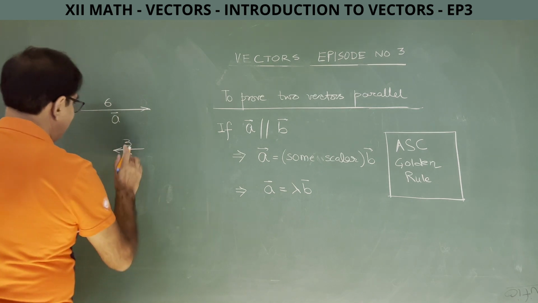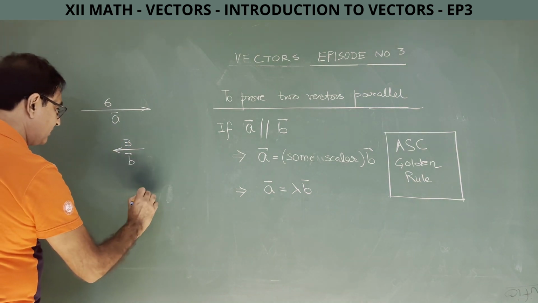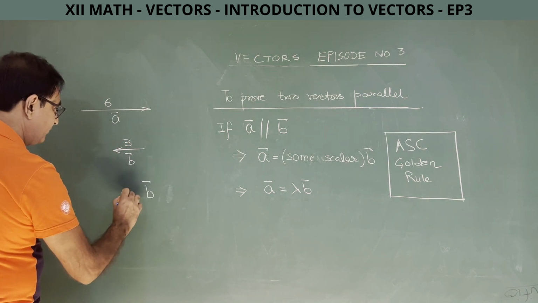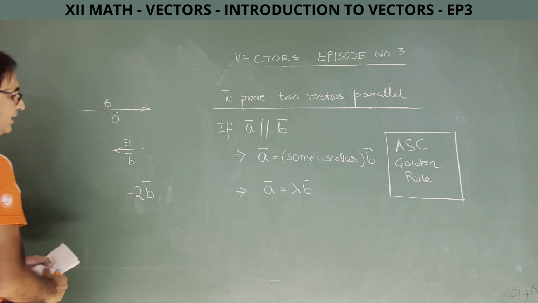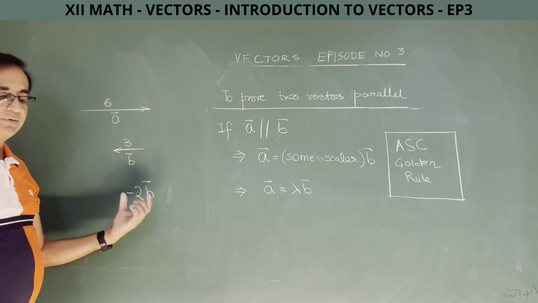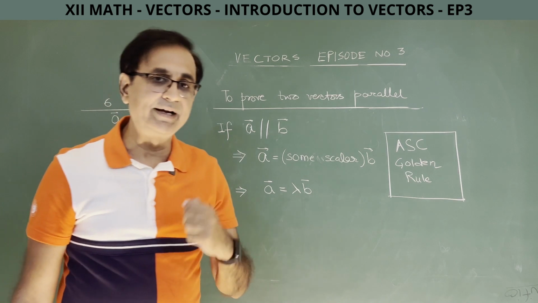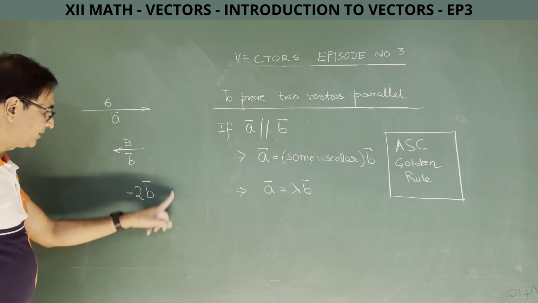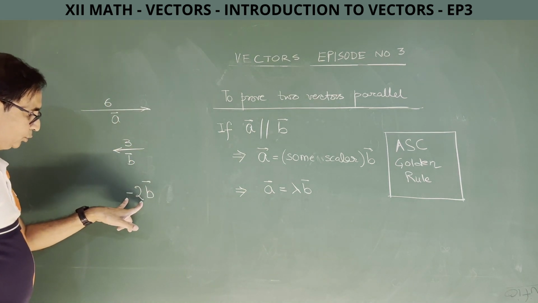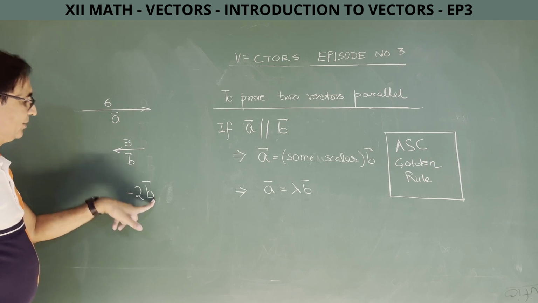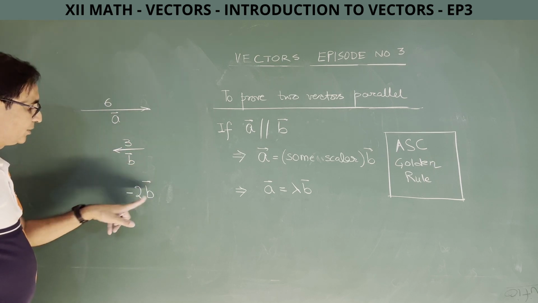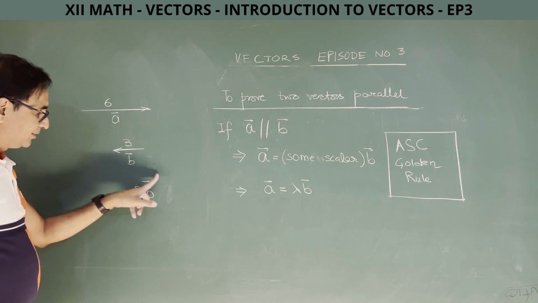But if I multiply this vector B with minus 2, is this a vector? Yes, when you multiply a vector by a scalar, you do get a vector. What will be the magnitude of this vector? Mod of minus 2, that is 2, times the magnitude of vector B. What is the magnitude of vector B? 3. So, 2 times 3 is 6. So, this is a vector whose magnitude is 6.